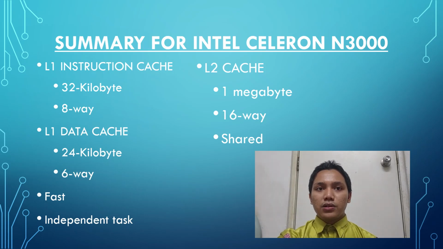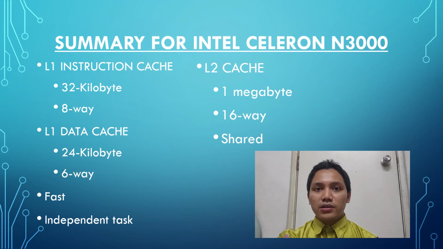Its cache includes 32 kilobytes 8-way L1 instruction and 24 kilobytes 6-way L1 data cache, plus a shared 1 megabyte 16-way L2 cache. This set associative design, where data maps to multiple slots, reduces misses and speeds up access compared to basic cache. In a multi-core setup, L1 cache handles fast and independent tasks, while L2 ensures cores share data efficiently. This balance keeps the processor smooth like butter, perfect for affordable laptops.